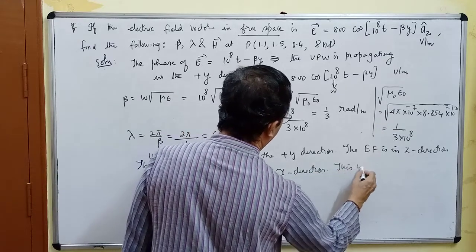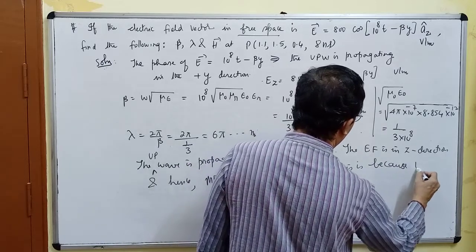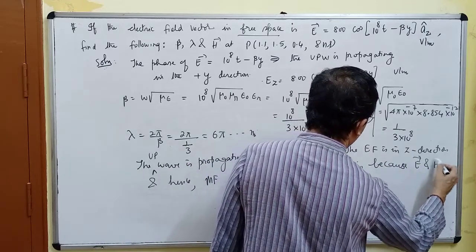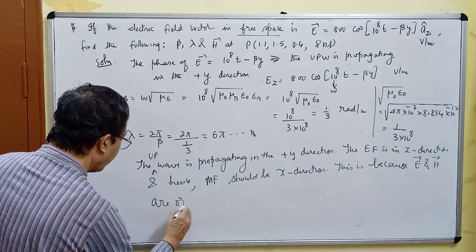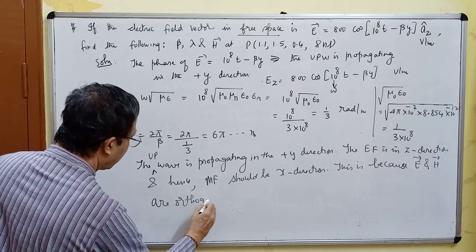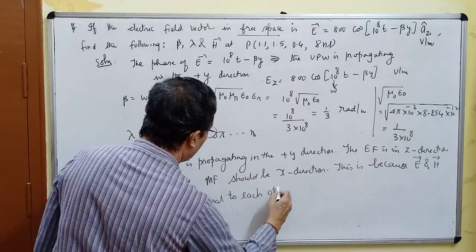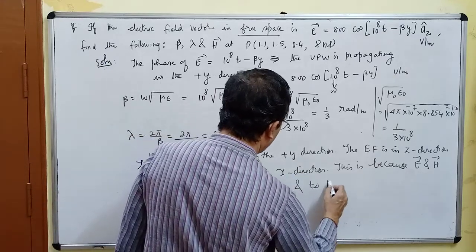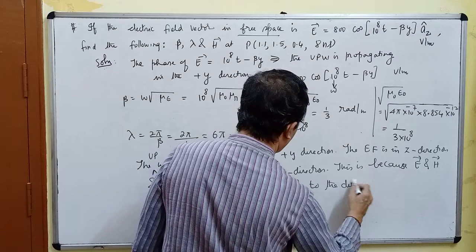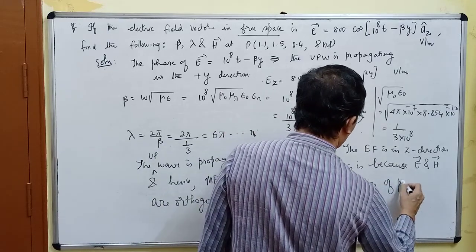This is because vector E and vector H are orthogonal to each other. Vector E and vector H are orthogonal to each other and to the direction of propagation.